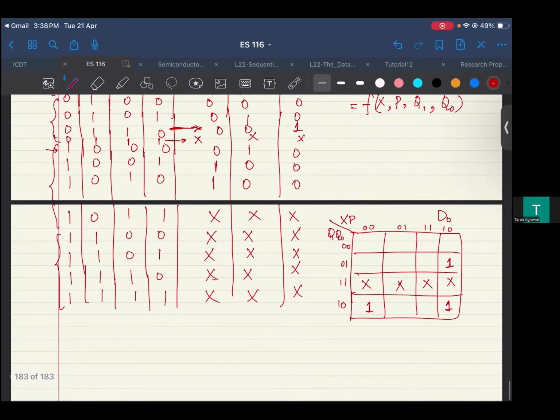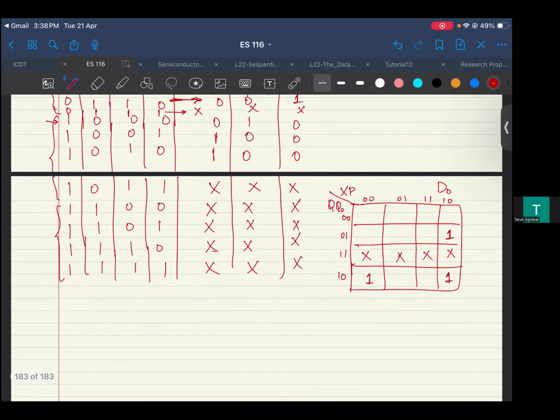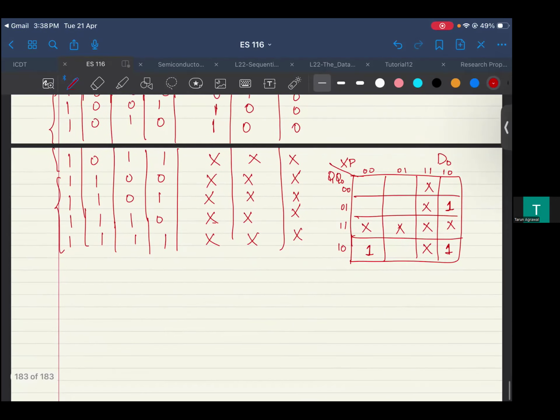So this is anyway there. And 1 0 1 1 we have already marked X. Then all the 1 1 will be X, right? These are 1 1 where Q0, sorry, X and P cannot be 1. So this is what you see in the end.